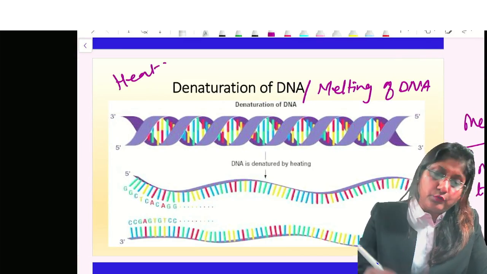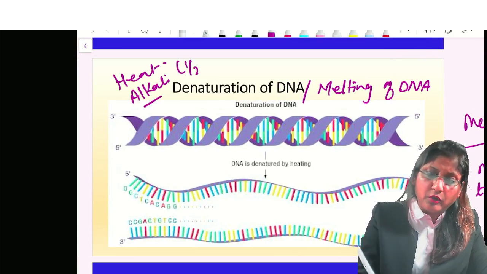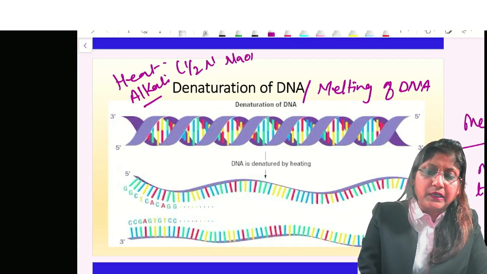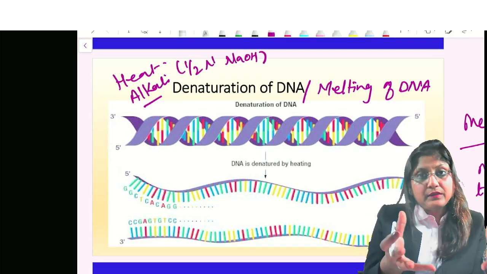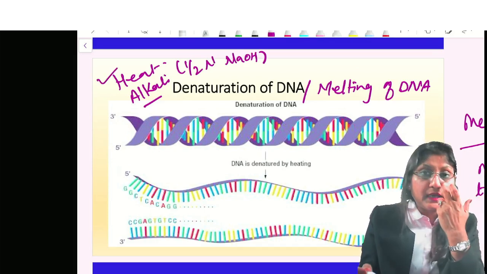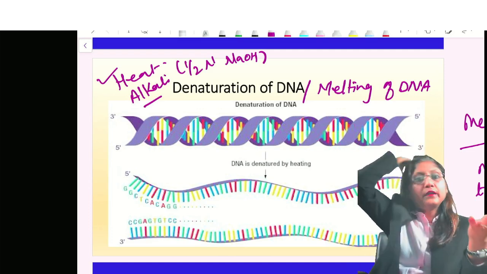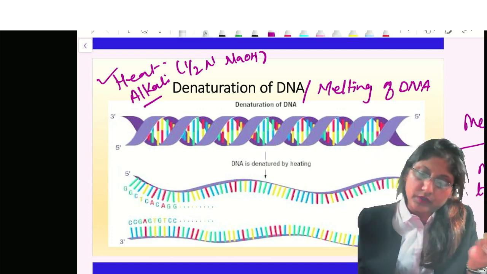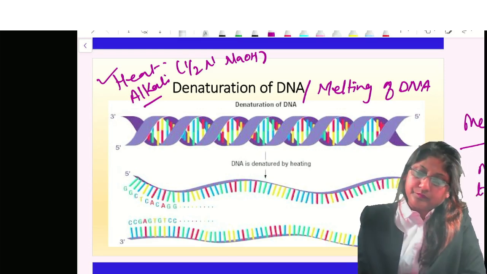You can even use alkali, even weak alkali, half normal sodium hydroxide, which is basically used in blotting technique, if you remember, that can denature the DNA. Heat, of course, we are using in PCR to separate the DNA. So heat also can separate the DNA. We call it a heat denaturation step of the PCR, right? So that you must know.